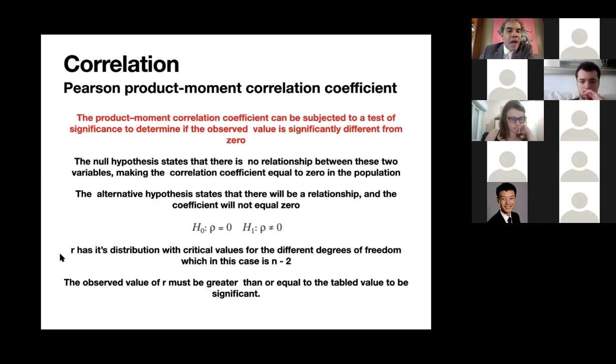Okay? R has its distribution with critical values for the different degrees of freedom, which in this case is n-2. Always when you use a Pearson correlation coefficient, your degrees of freedom will be n-2. The observed value of R must be greater than or equal to the table value to be significant. To put it in another way, the observed value of R must be greater than or equal to the critical value to be significant.